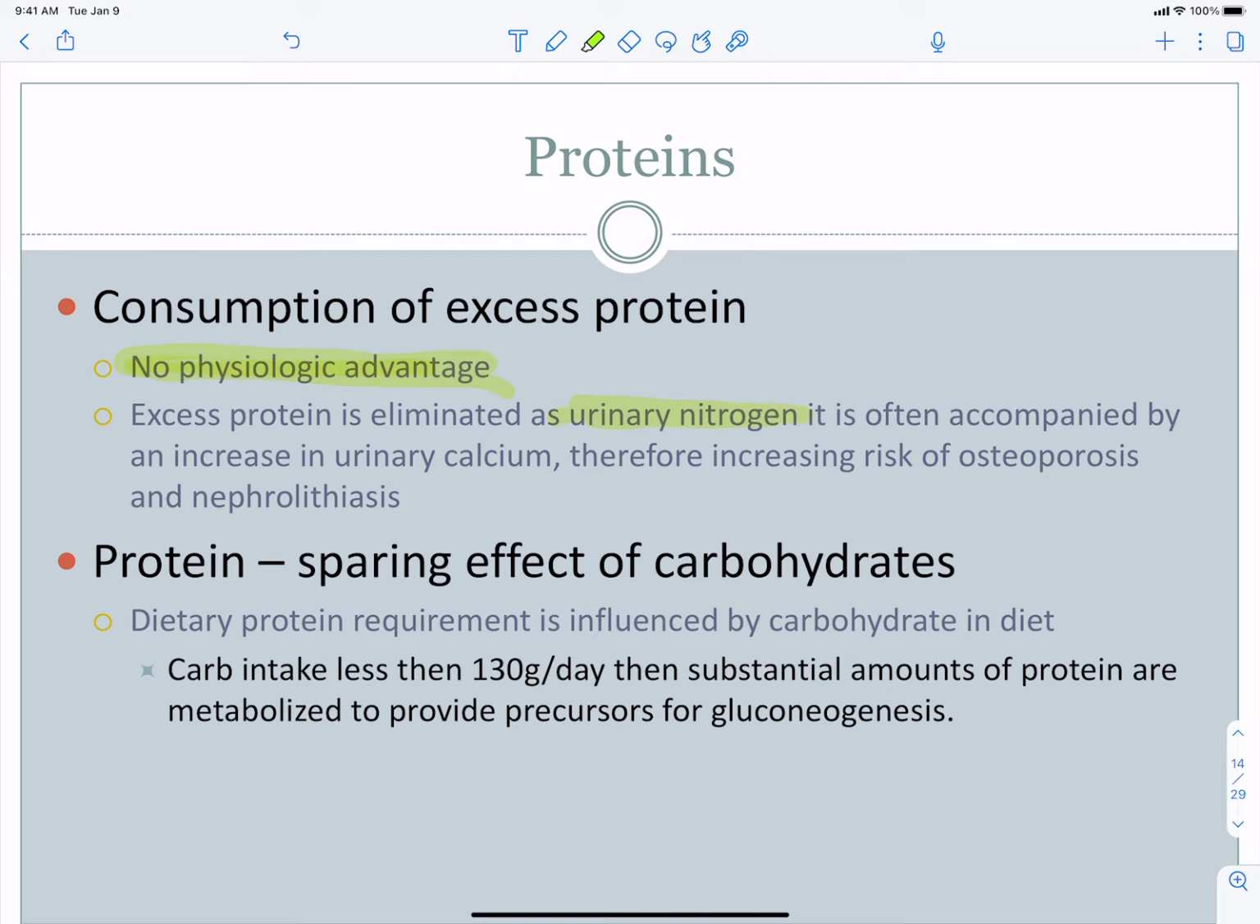And this is also going to cause an increase of urinary calcium. So you're going to lose some calcium if you have too much nitrogen. And therefore, this increases the risk of osteoporosis as well as some kidney diseases. Now, there is a protein sparing effect of carbohydrates. So dietary protein is going to be influenced by the amount of carbohydrates in the diet. If you have a carb intake of less than 130 grams per day, then you're going to have to take in substantial amounts of protein in order to provide the precursors necessary to make glucose.